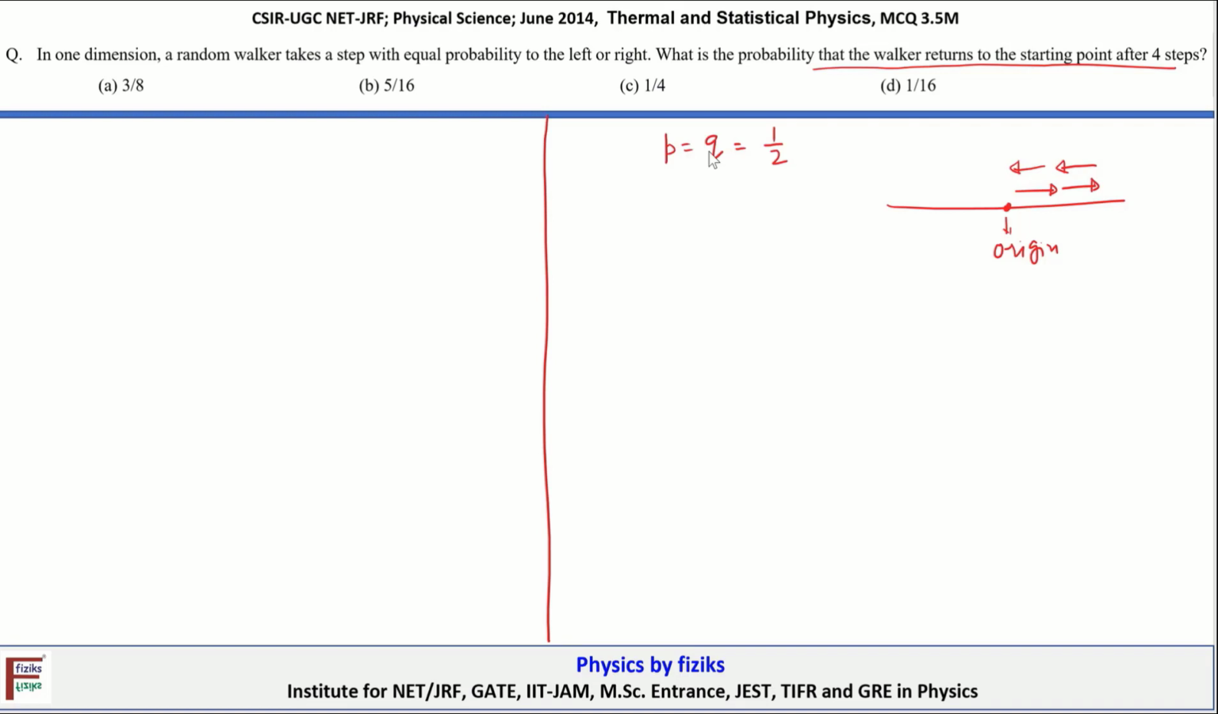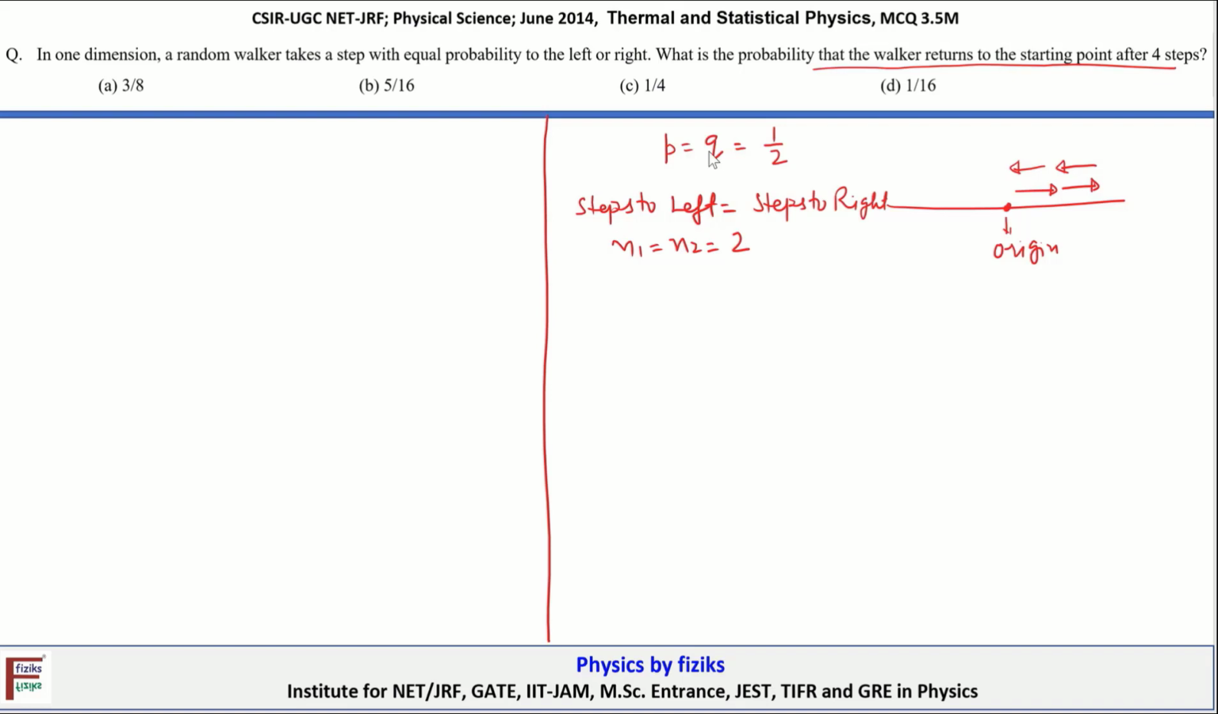Okay, so that means in total it's only possible when the walker is taking the same number of steps in both directions. So the steps to left are equal to the steps to the right. So that means here n1 is equal to n2, that is equal to 2.